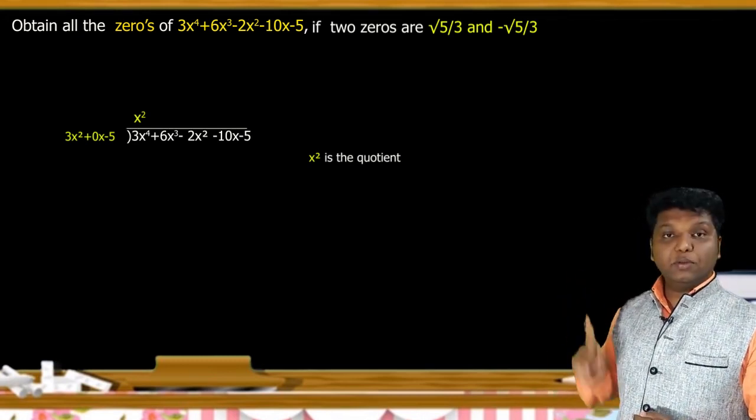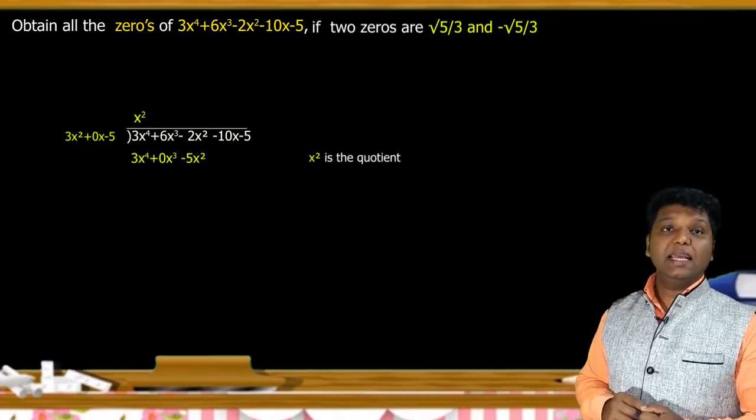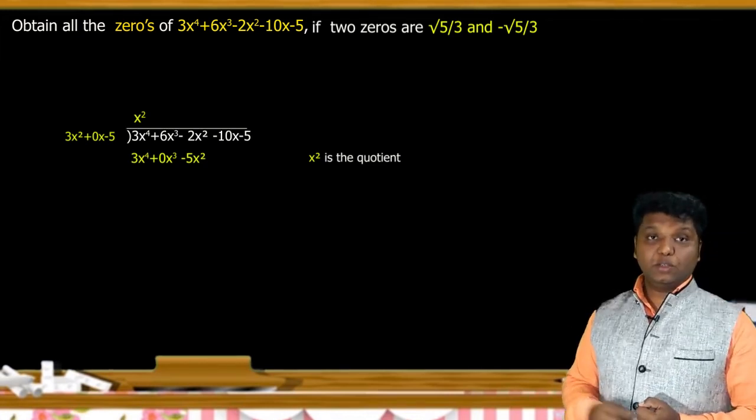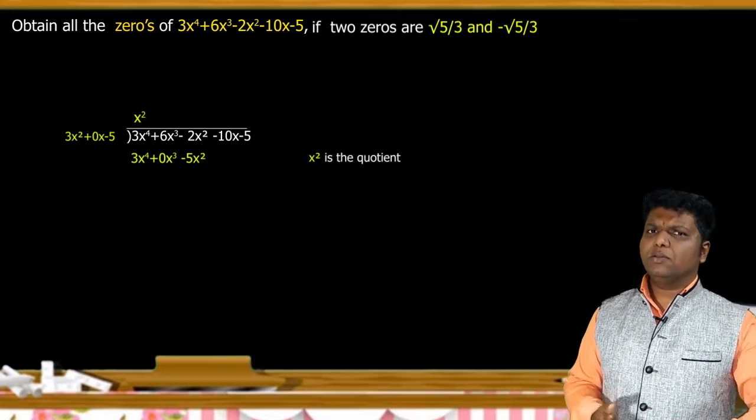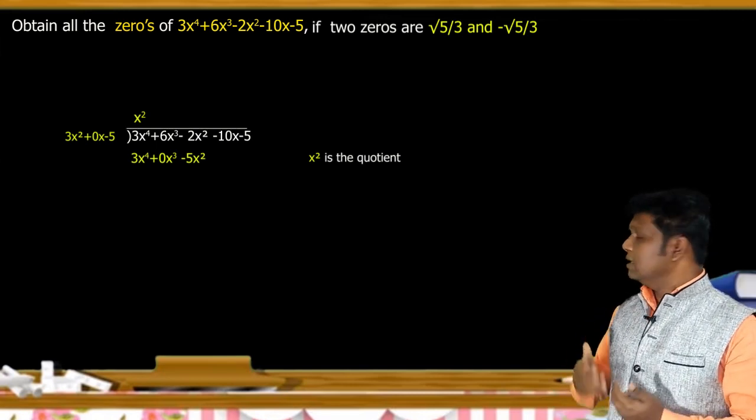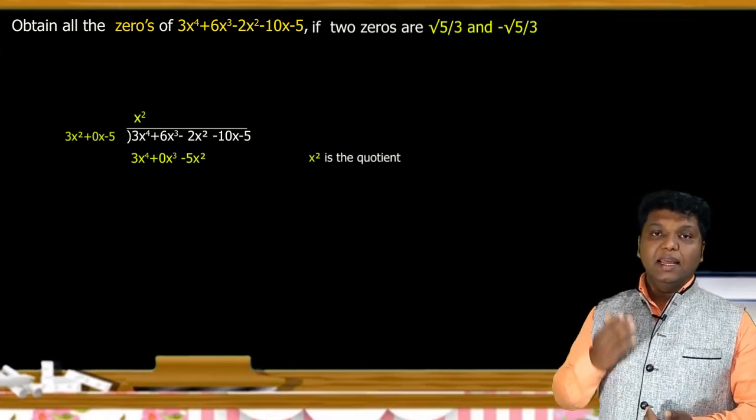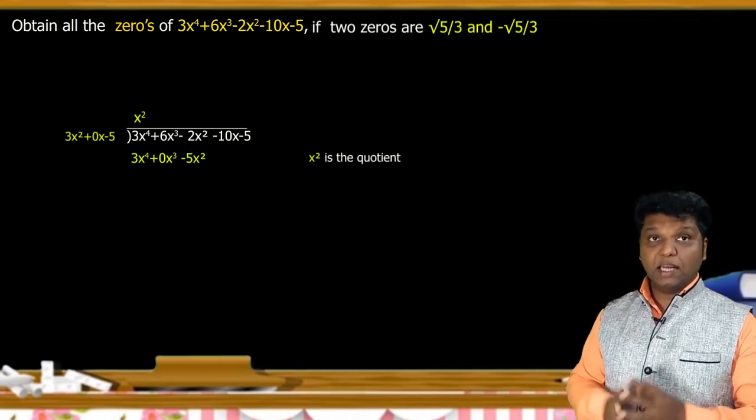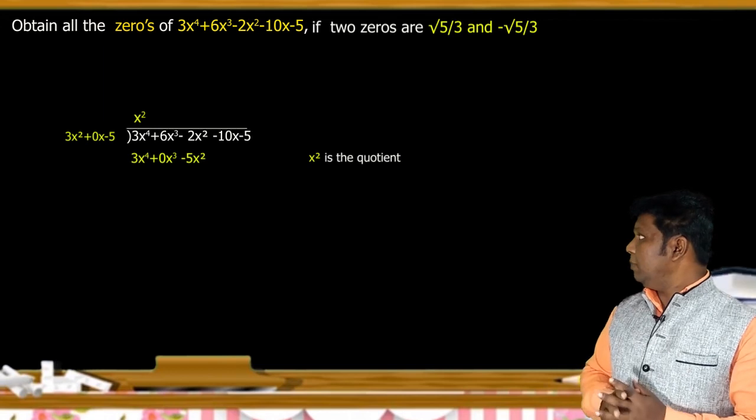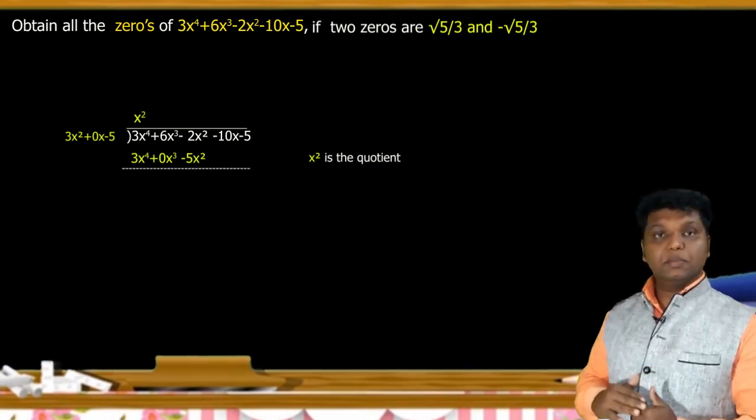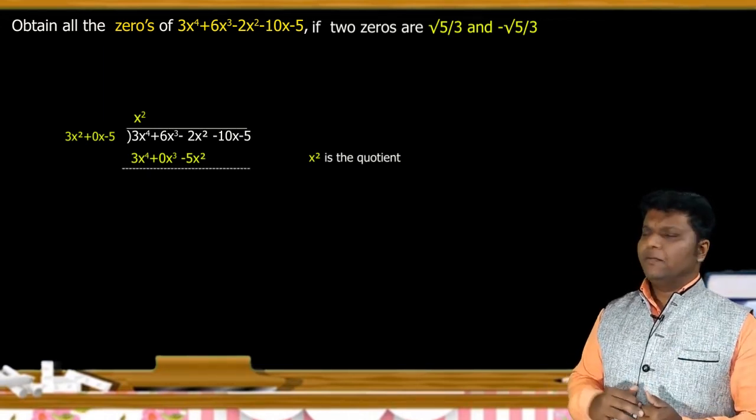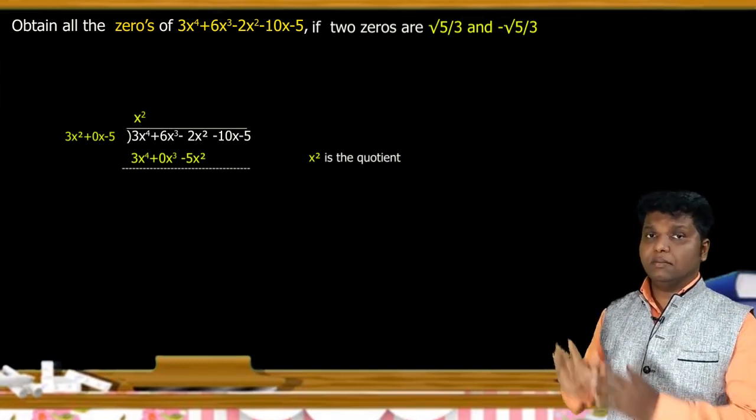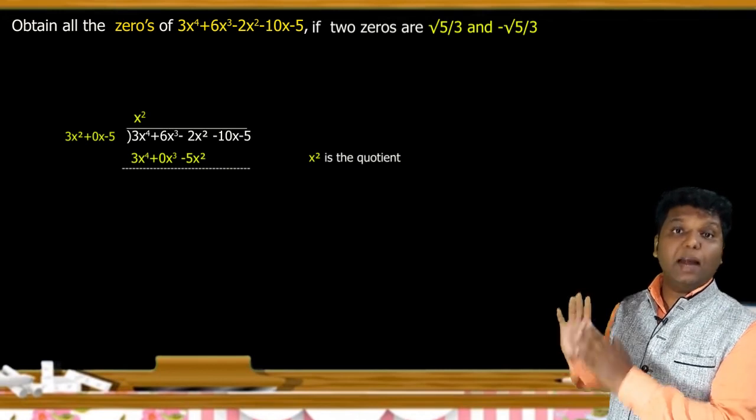So x square into 3x square, what is it? It is 3x raised to 4. Then x square into 0x, any number into 0 is 0 itself, so we will write plus 0x cube. Then x square into minus 5 is minus 5x square, right? So you got it. Now drop down a line there. Let us subtract them. I told you already, when you are subtracting here, the first time it will anyhow become 0. There is no need to think about it, no need to write anything there.